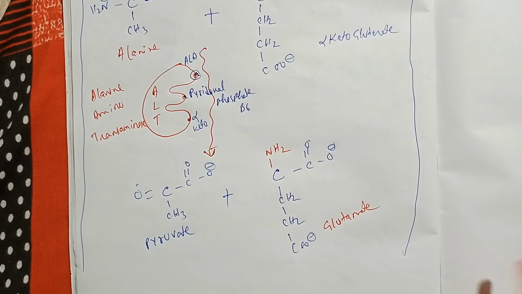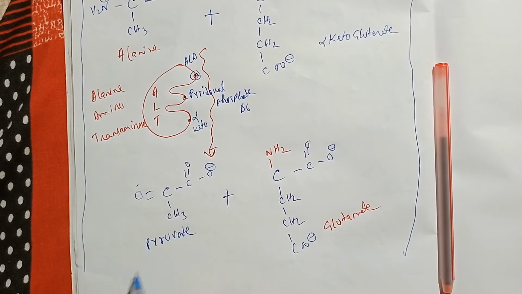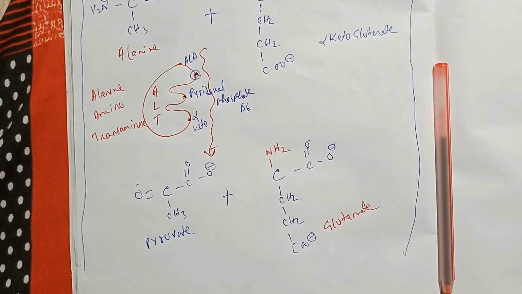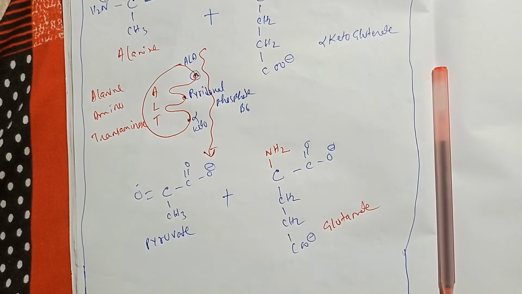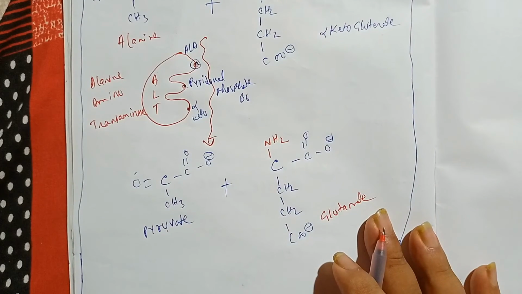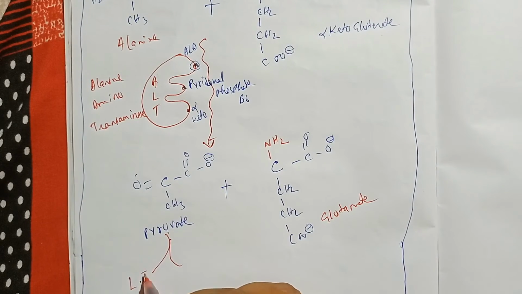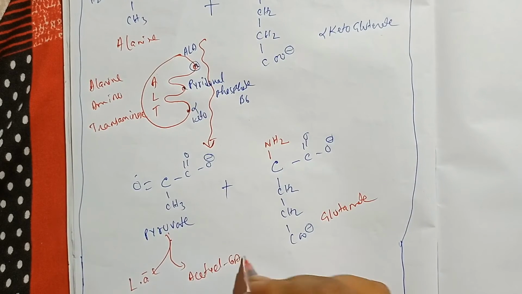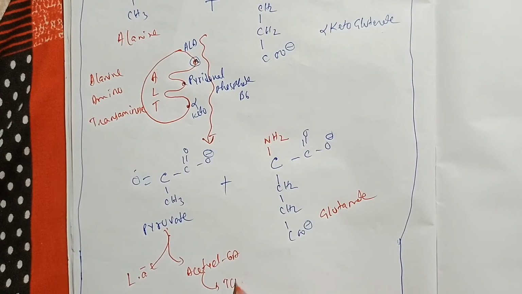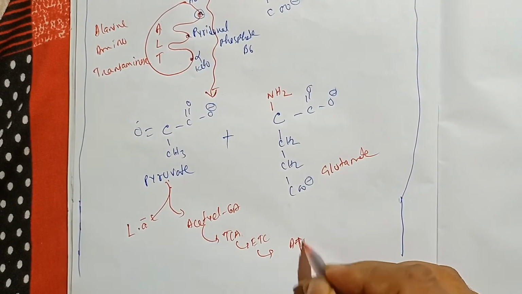Now what will happen, guys? Suppose this is the muscular cell. What can happen to the pyruvate? It may be converted into lactic acid, or it may be converted into acetyl CoA. This acetyl CoA goes through the TCA cycle, then to the electron transport chain, where it will produce ATP.